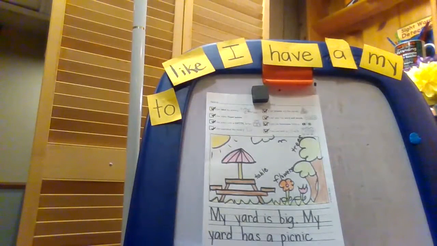Now, my writing. I want to tell you now with my words in a factual or nonfiction writing piece about my yard. And these are facts because if you went in my yard, this is what you would see. All right, go ahead and read with me, please.